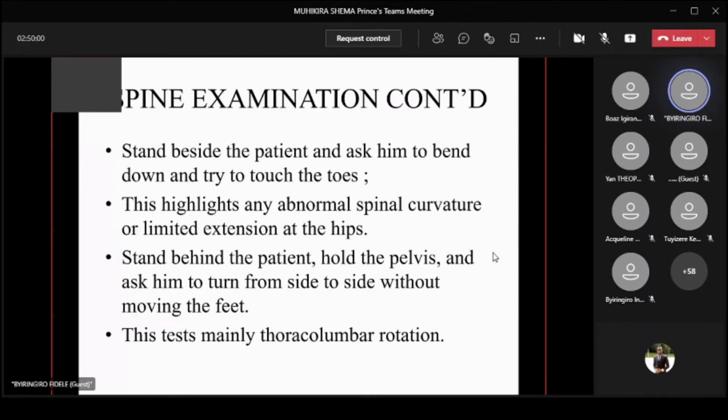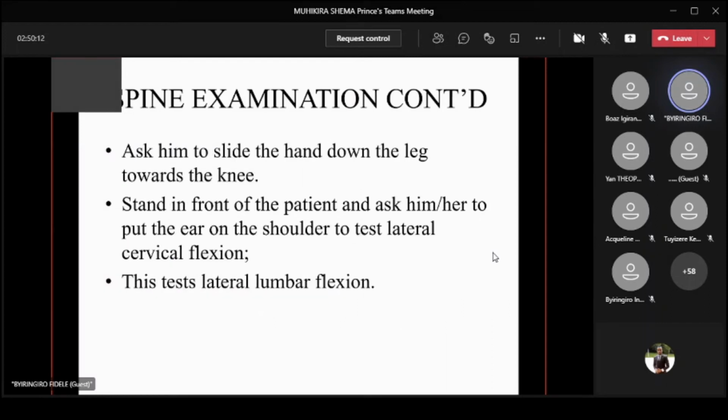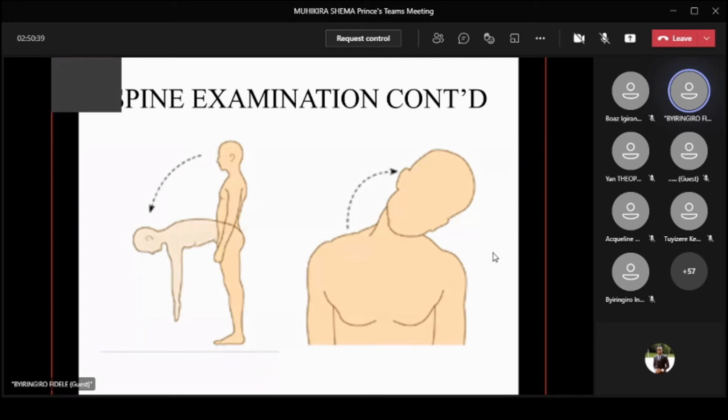And you have to stand behind the patient, hold the pelvis, and ask them to turn from side to side without moving the feet. This tests mainly thoracolumbar rotation. And you have to ask them to slide the hand down the leg towards the knee, and stand in front of the patient and ask them to put the ear on the shoulder to test lateral cervical flexion, and this tests lateral lumbar flexion. So these are the movements I was saying: the bend down, and lateral flexion of the neck to see if there is lateral movement of the cervical spine. And don't forget to turn the patient to look at the back to examine well the thoracolumbar region and the sacrum.